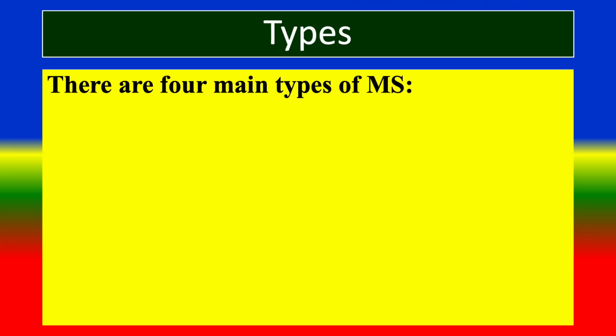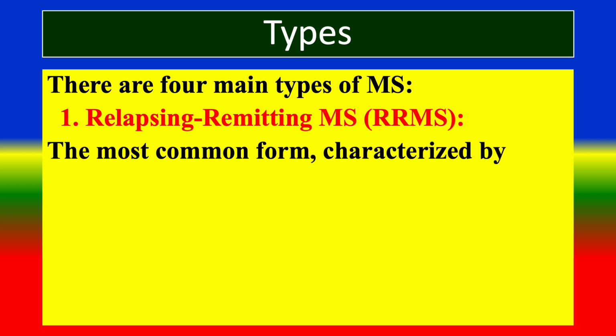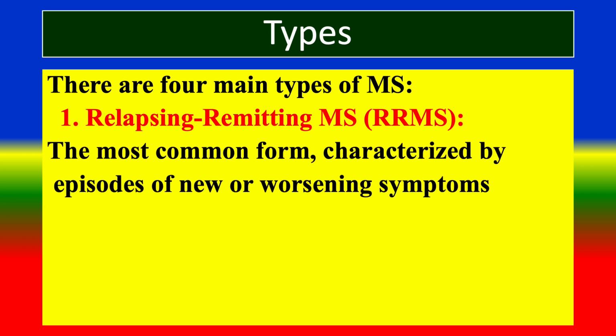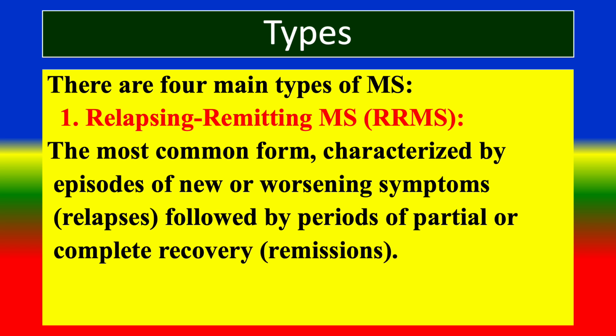Types. There are four main types of MS. 1. Relapsing-remitting MS. The most common form, characterized by episodes of new or worsening symptoms followed by periods of partial or complete recovery.